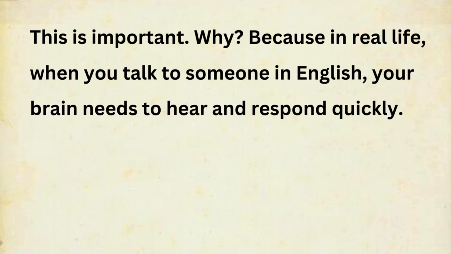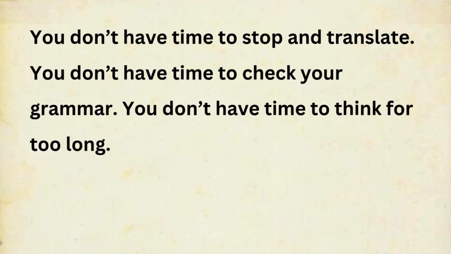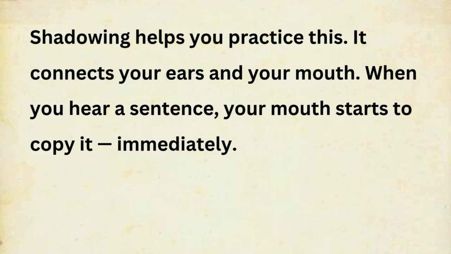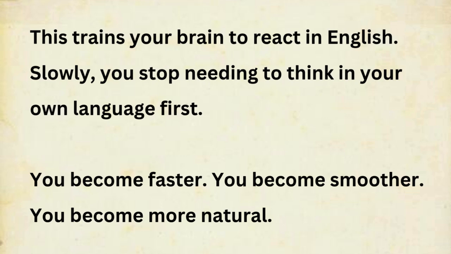Because in real life, when you talk to someone in English, your brain needs to hear and respond quickly. You don't have time to stop and translate. You don't have time to check your grammar. You don't have time to think for too long. Shadowing helps you practice this. It connects your ears and your mouth. When you hear a sentence, your mouth starts to copy it immediately. This trains your brain to react in English. Slowly, you stop needing to think in your own language first. You become faster. You become smoother. You become more natural.